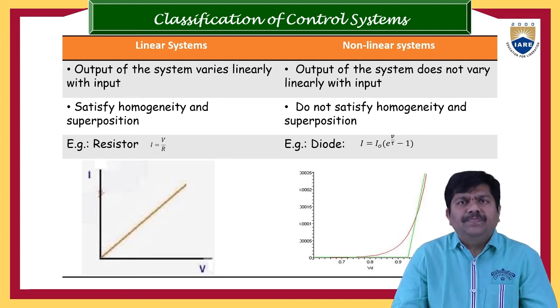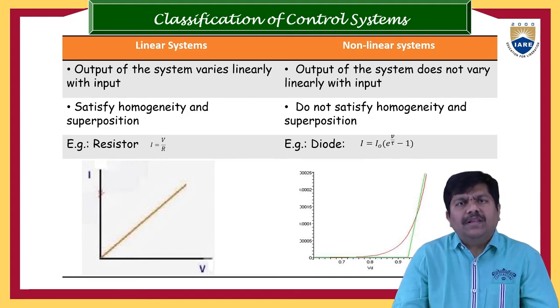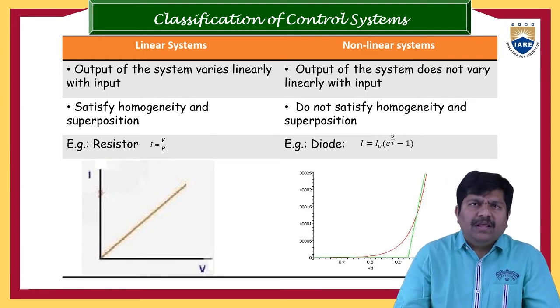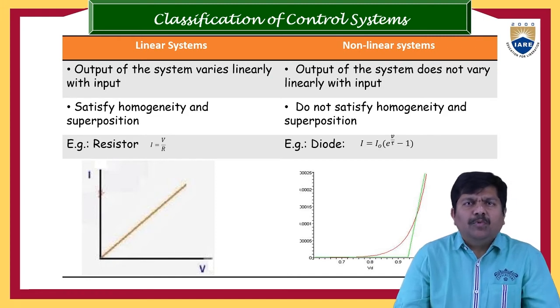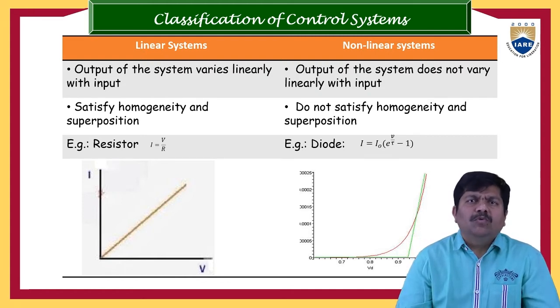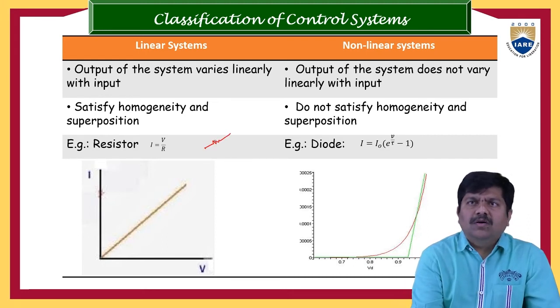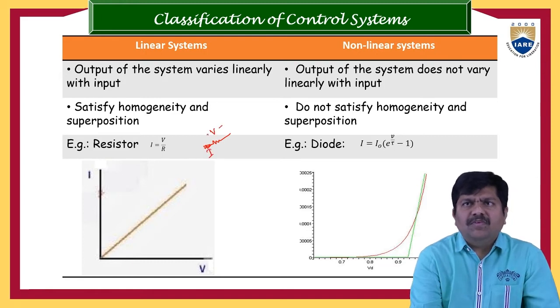In a linear system, the input and output are proportional to each other. For example, take a resistor: I is equal to V by R, or V is equal to I into R. Now, if you are establishing the relation between the input parameter and output parameter, what is the input and what is the output? You can take it vice versa, it does not matter. Suppose you apply an input current through the resistor, then definitely there will be a drop V across the resistor R.